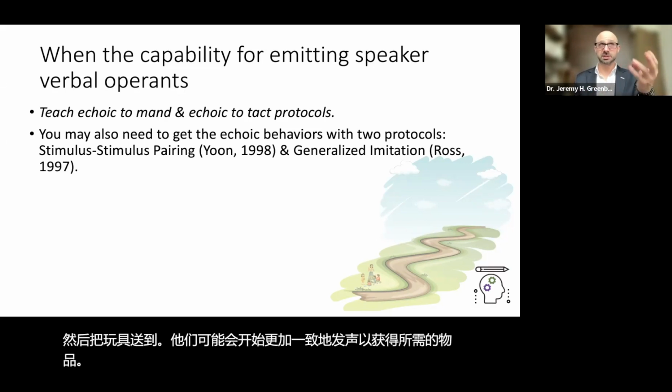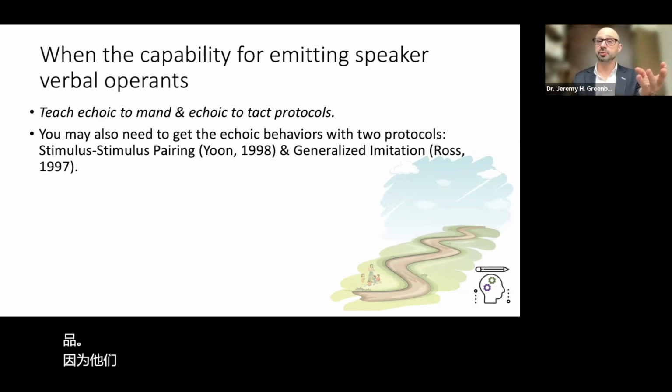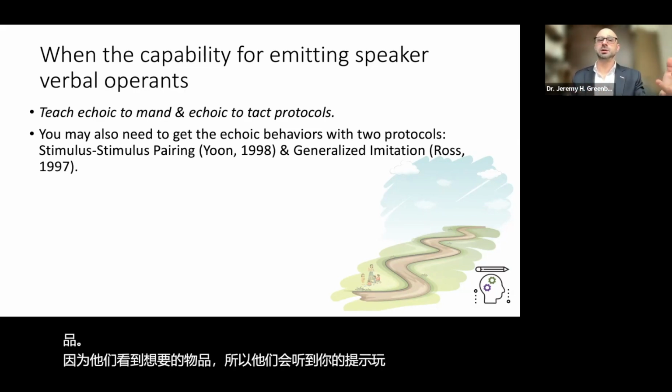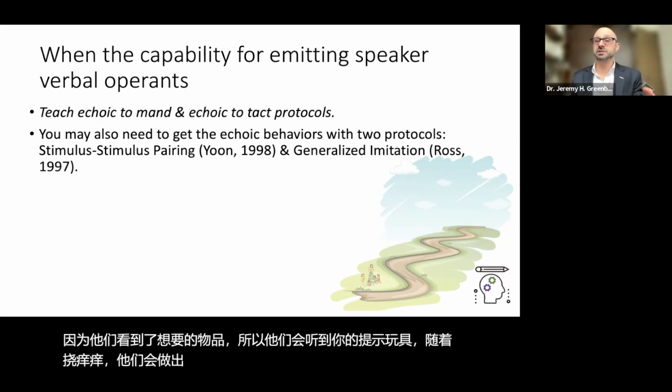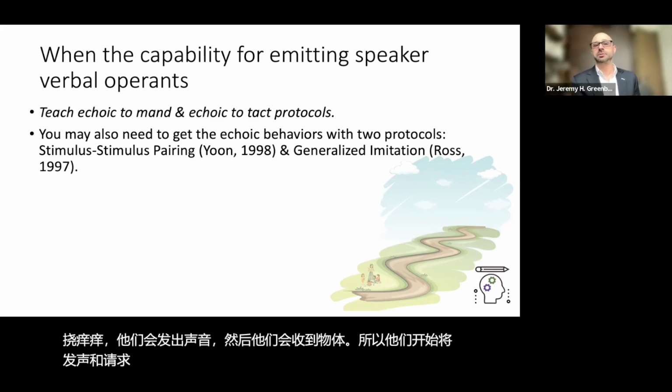Because they see the desired item, they hear your prompt, "toy," and with the tickling, they will make a sound, and then they receive the object. So they start to pair up the vocalization and the requesting of the object. So that's kind of a fun little procedure to use.